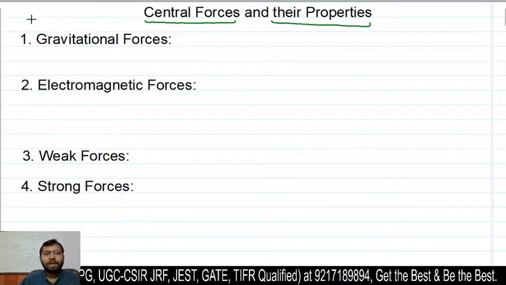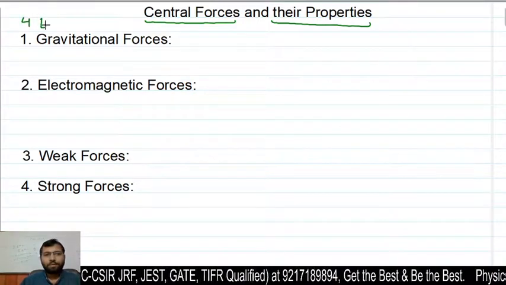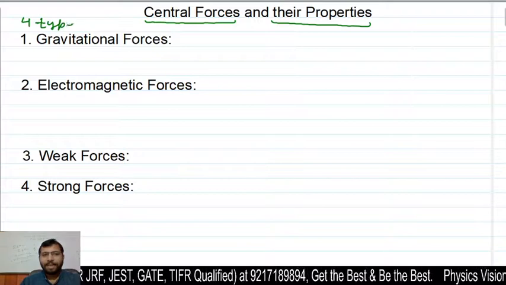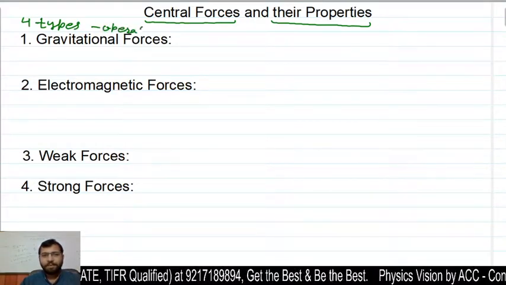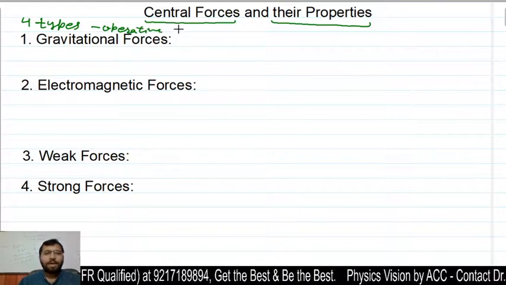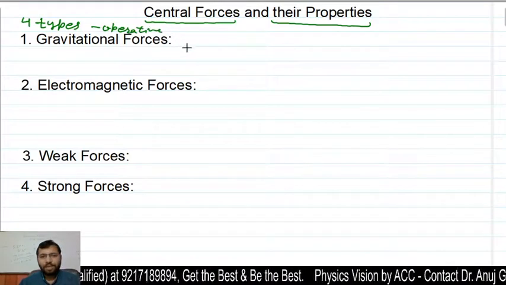Okay, so there are basically four types of forces, or we can say interactions, which are operative in nature, which are working in nature. Okay, so first one is gravitational force.